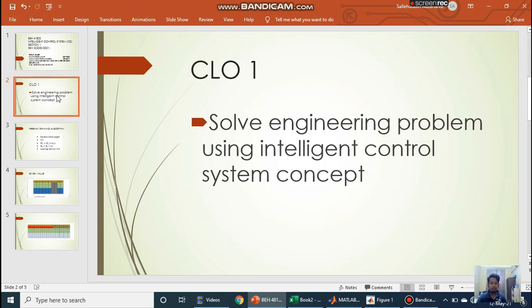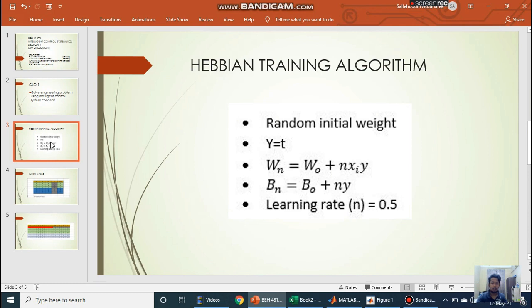The assignment is to solve an engineering problem using the intelligent system concept. My part is the Hebbian training algorithm. The properties of the Hebbian training algorithm are: a random initial weight, wn equals w old plus n x y, bn equals b old plus n y, and the learning rate n equals 0.5.